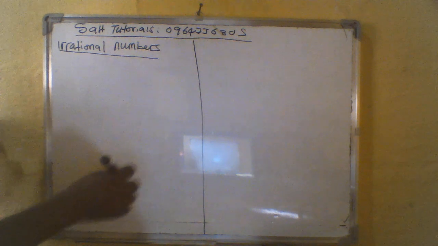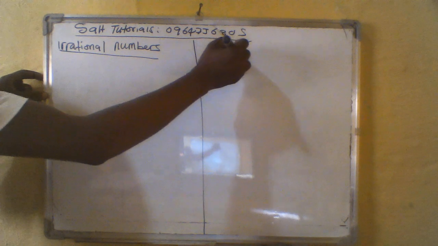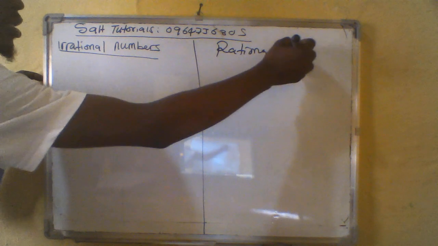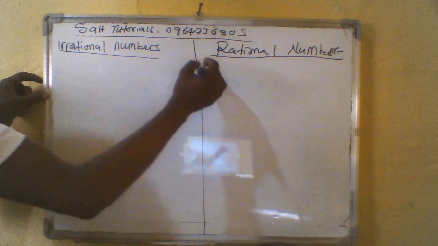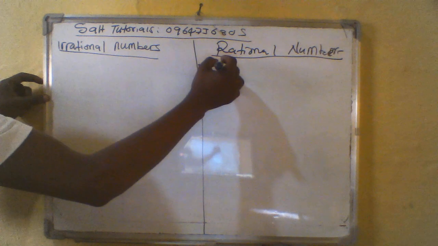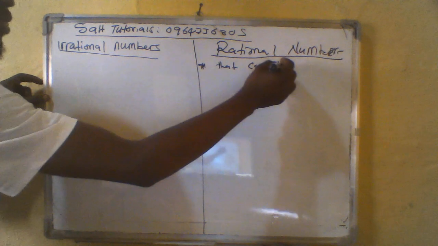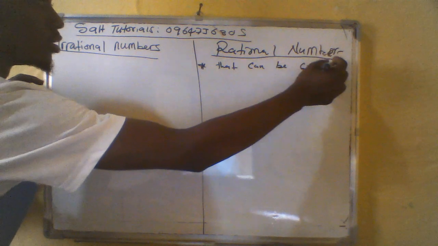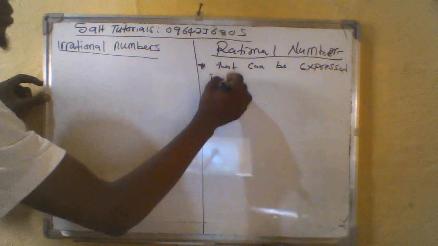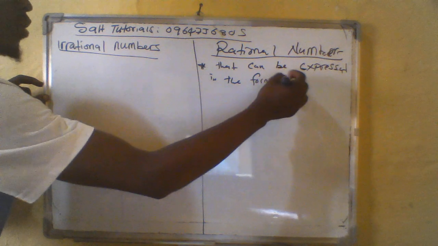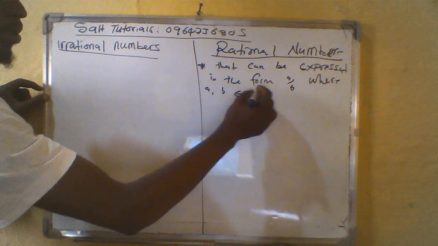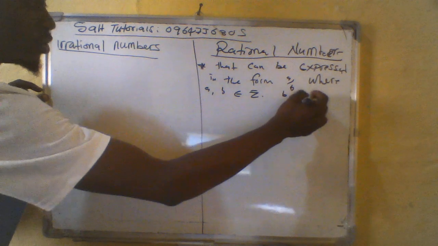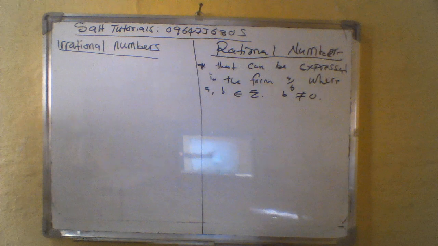So to recap on what we said on rational numbers, we said that rational numbers are numbers that can be expressed in the form A over B, where A and B should be members of the integer set and B should not be 0. So any number in that form, we said that that is a rational number.